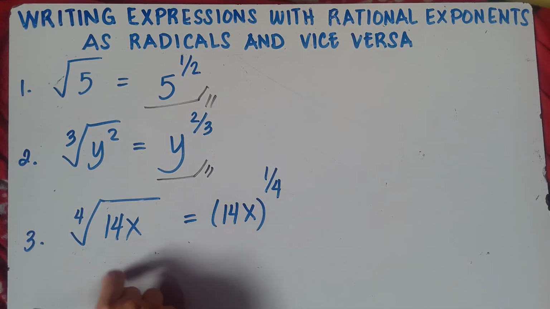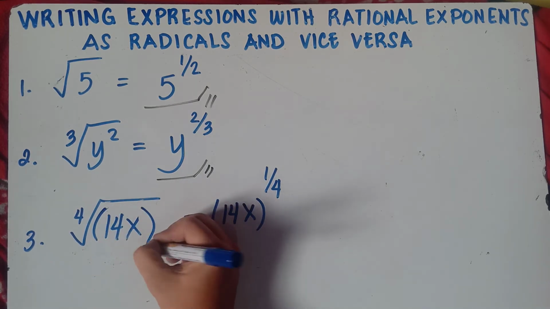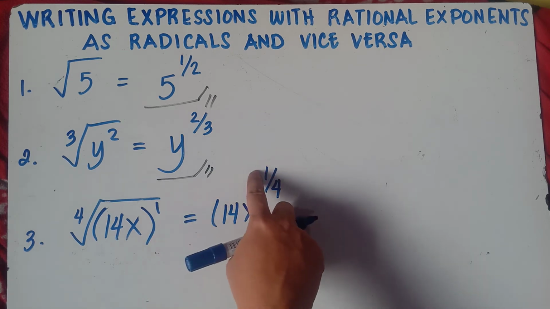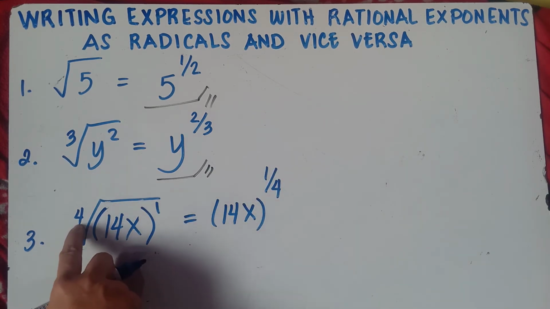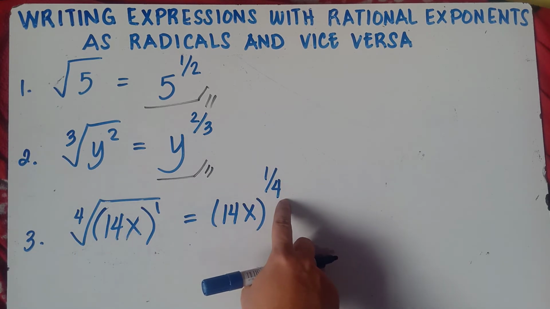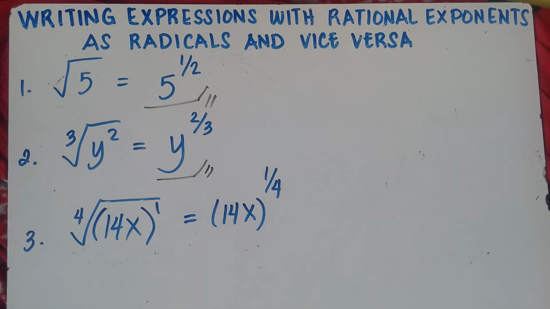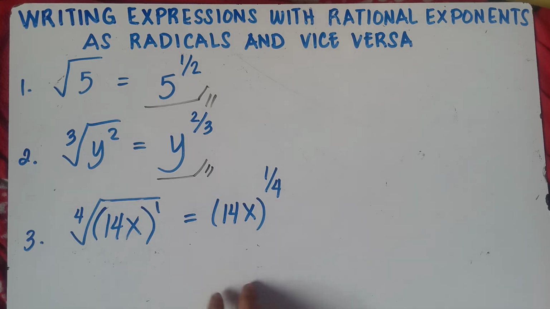Once again, class, if you have a number and a variable, or 2 or more variables, you need to put a quantity and then raise it to the power of 1. This 1 will be the numerator of the fraction and this 4 will be the denominator. So that would be quantity 14x raised to the power of 1/4. I hope you get this one, class. So let's try another example.